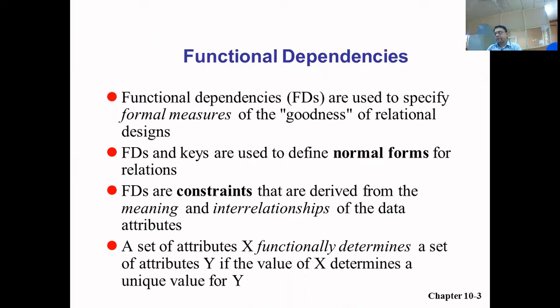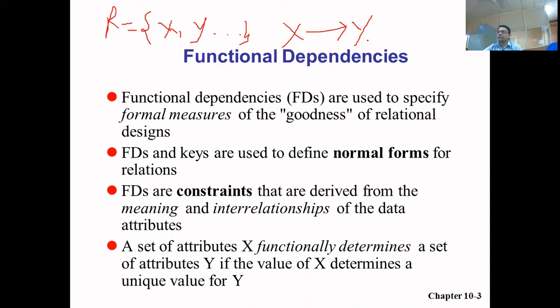If you have sets of attributes X and Y from the universal relation schema R, then we can say that X determines Y. We have a universal relation schema R, and if we have subsets of attributes X and Y in R, we can write it as X functionally determines Y, where X is called the LHS and Y is called the RHS. X is called the determinant and Y is called the dependent. So X functionally determines Y.